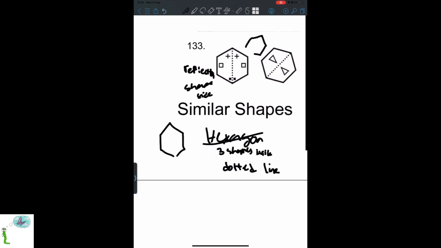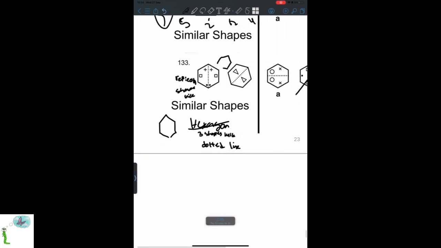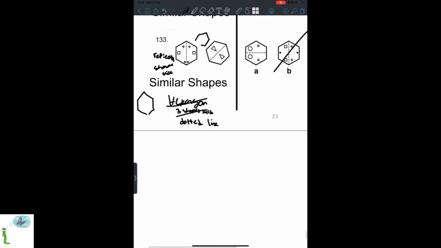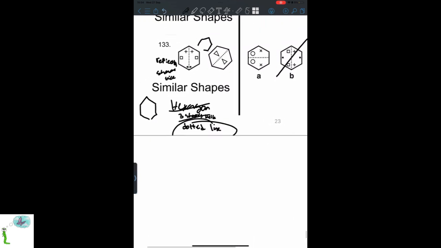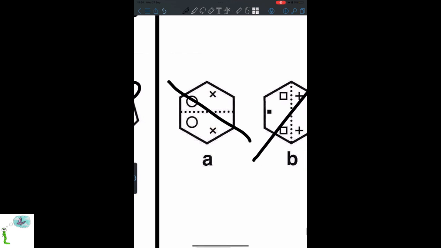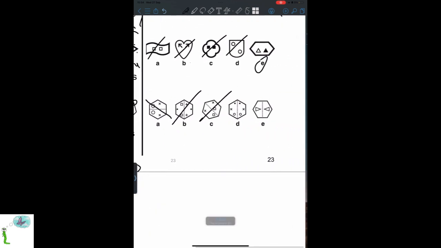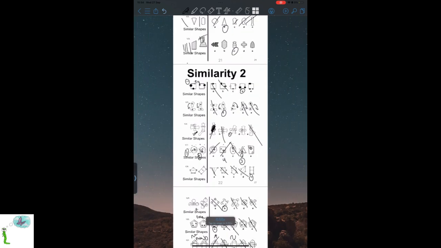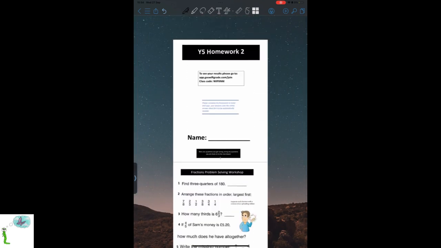So we've looked for a rule in the hexagon. All of them have a hexagon. We can't cross anything out. We've looked for the three shapes inside. We've crossed some out. We found nothing. The last thing to look at is the dotted line. And if we look for a similarity in the dotted line, it seems like they're both going from the corners to the corners. So we can cross this out. And we can cross this out. So it's going to be D. And that's your final answer.